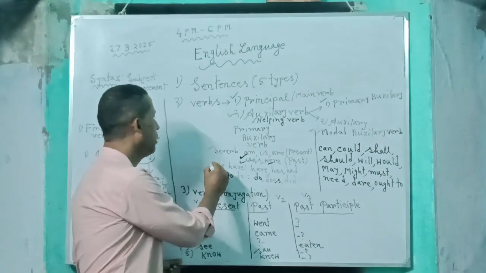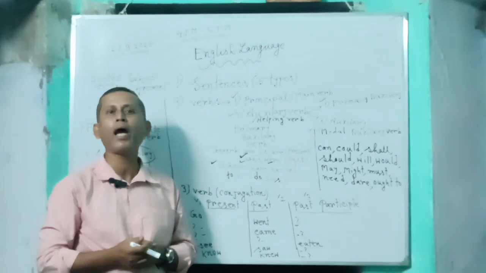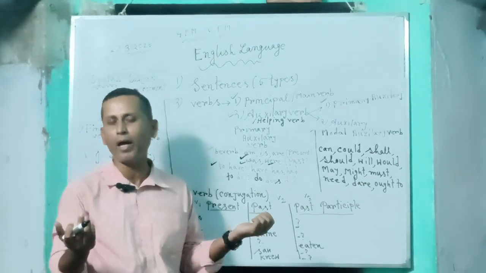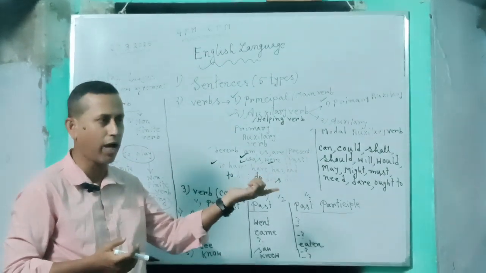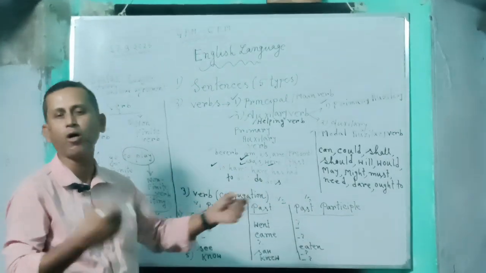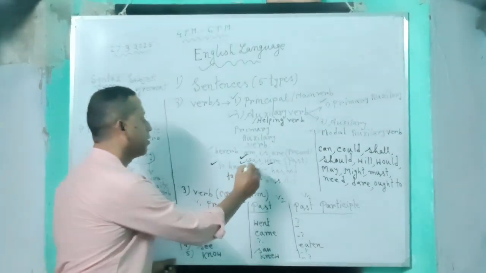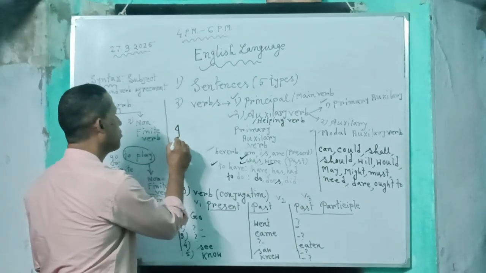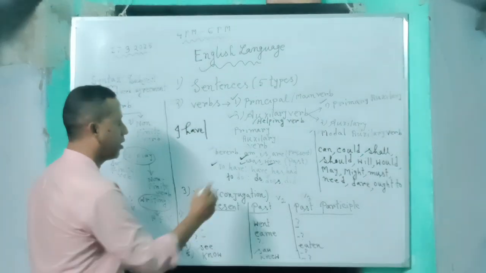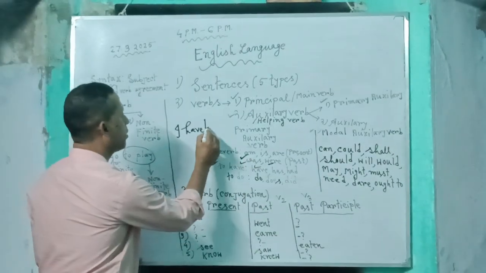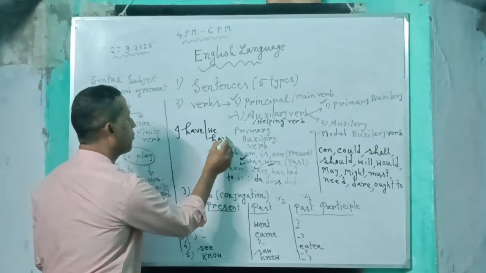And next is the "have" verb, to have. In English grammar, "have" and "has" are very, very important. But sometimes we are very confused about where to use "have" or "has". For first person singular number, I have. And for first person plural number, we have.